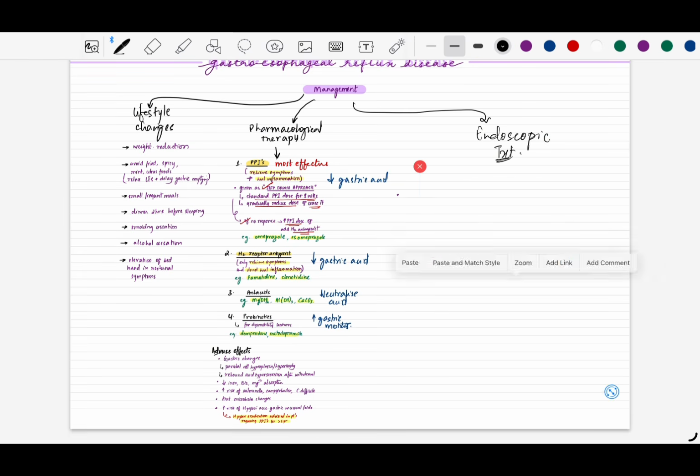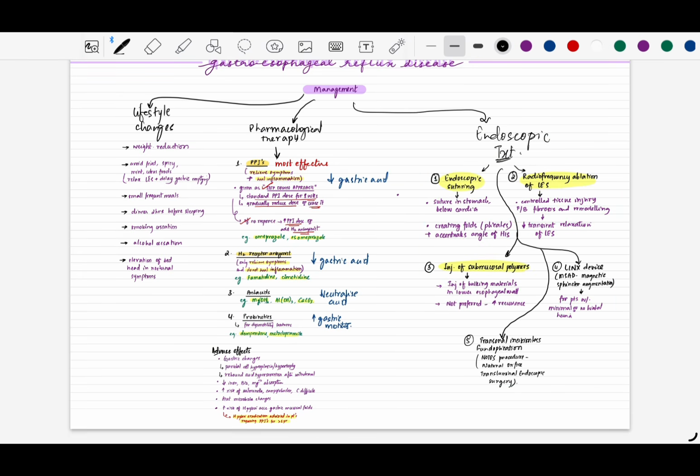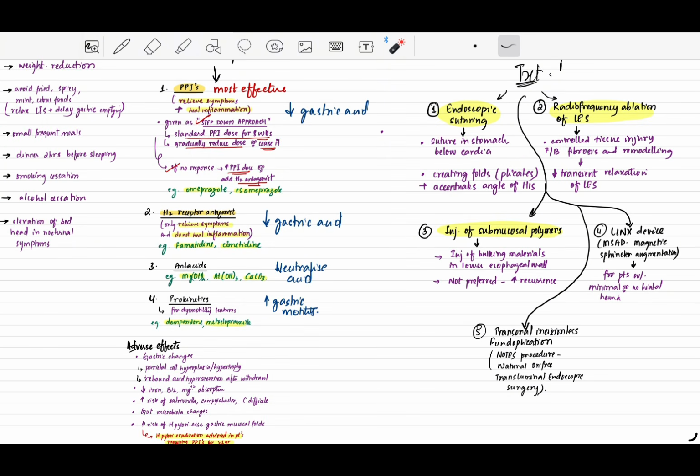The next treatment option that we are going to discuss are endoscopic treatments. And these are of 5 types. Number 1, we have endoscopic suturing, which is placing a suture in the stomach below the cardia that is going to create folds that accentuates the angle of His. We have already discussed the angle of His in detail. However, accentuating the angle of His is going to strengthen the lower esophageal sphincter.